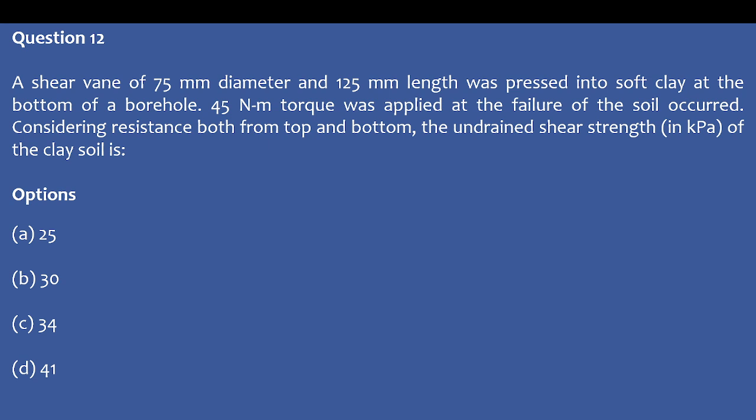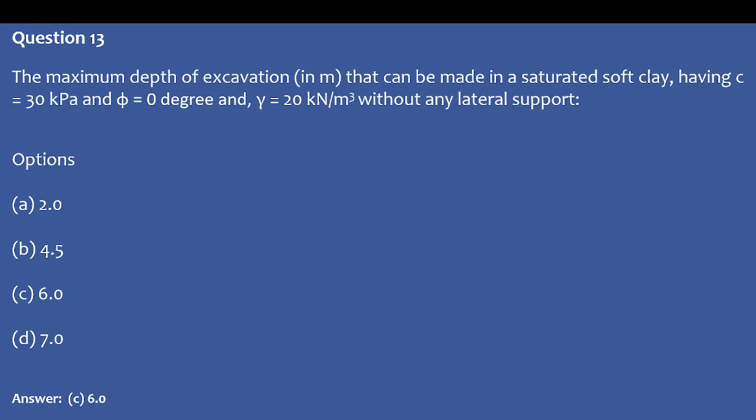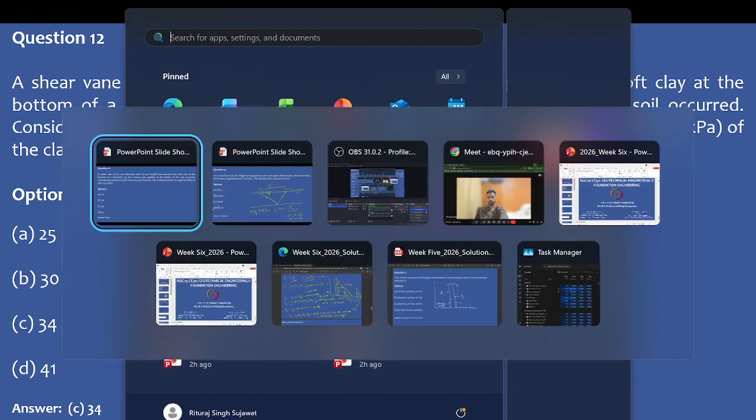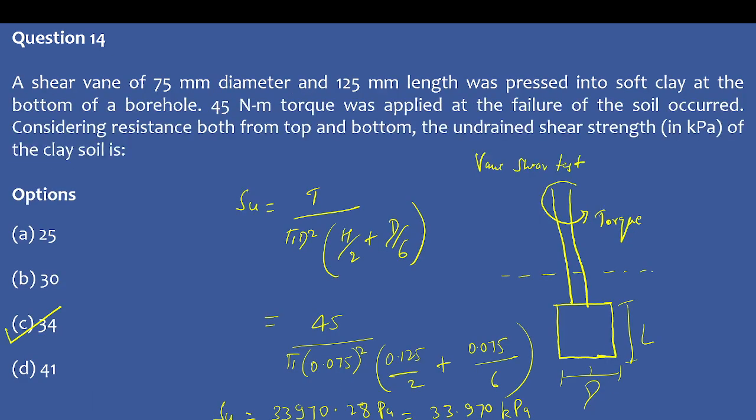So let's check the answer. The correct answer is 34. And how is it solved? I have the solution for that also. That's basically how you can evaluate the undrained shear strength with the help of the torque available. You will have an applied torque, and this is divided by pi d square into (h by 2 plus d by 6), and then you can evaluate the undrained shear strength. So this is your Su formula: 45 over pi d square, 0.125 by 2.076, and that gives your Su, which is 34 kilopascal.